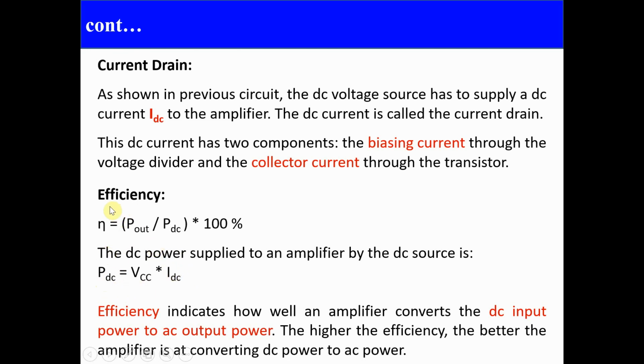What is the significance of efficiency? Efficiency indicates how well an amplifier converts the DC input power to AC output power. The higher the efficiency, the better the amplifier is at converting DC power to AC power. This is how efficiency can be treated.